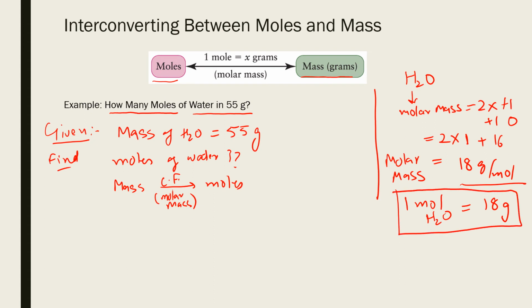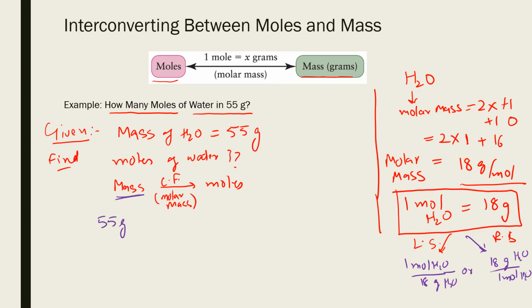So this is the relationship which we can use as a conversion factor. So this is the left side and right side, and we can get two conversion factors from here. One is 1 mole water divided by 18 grams of water, or 18 grams of water on top and 1 mole water at the bottom. One of these two conversion factors will be used here. So let's see which one we need. Given value, how much mass is given? We are given 55 grams of water, right?